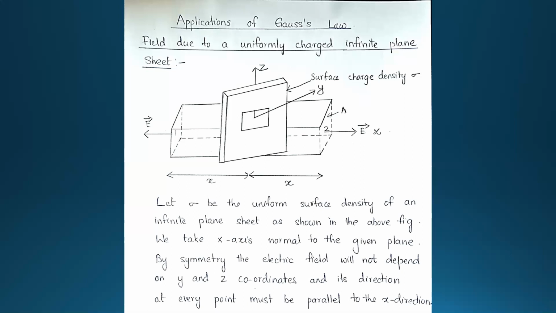Therefore, by symmetry, the electric field will not depend on y and z coordinates, and its direction at every point must be parallel to x axis. So once again, I repeat, by symmetry, the electric field will not depend on y coordinate and also z coordinate, and its direction at every point must be parallel to x axis.